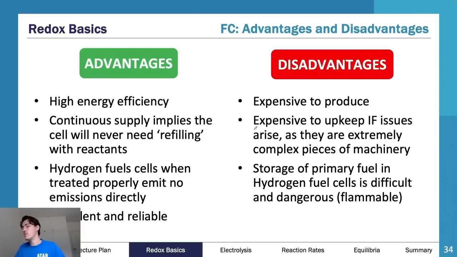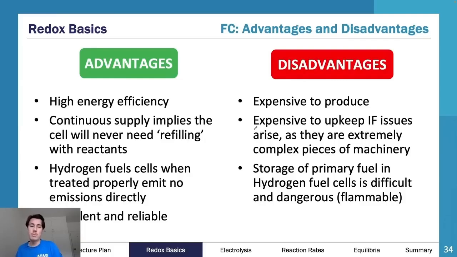Why wouldn't we then use fuel cells all the time? Well, it's the idea that they are really expensive to produce and really expensive to upkeep. Usually they're pretty reliable and don't need a lot of work, but when something does go wrong, they're really complex pieces of machinery and they're really hard to fix.